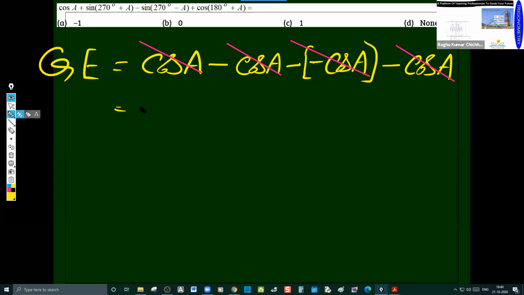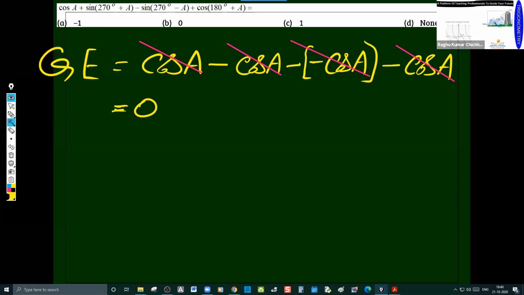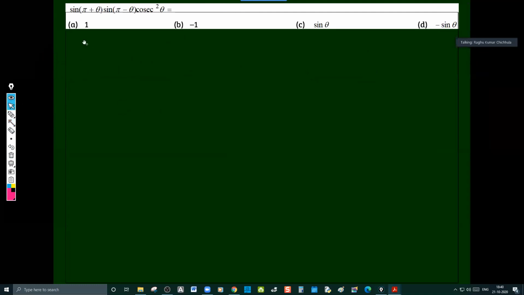I hope you understand that. This question is purely based on the allied angles. So option B is the answer. Clear? Clear, sir. Yes, sir. Moving on to the next question.